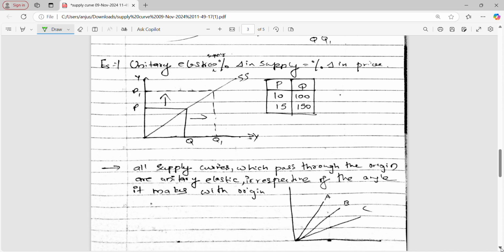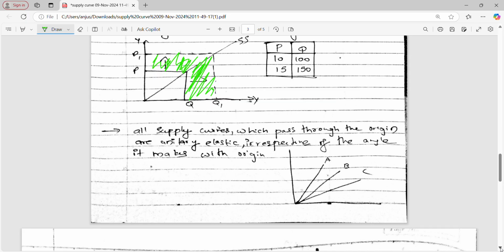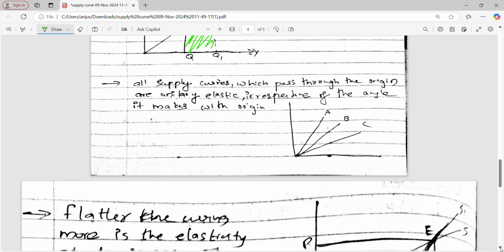Next is unitary elasticity. Unitary elastic supply. That means percentage change in supply is equal to percentage change in price. This is equal to this change. 10 to 15, 100 to 150. Next, all supply curves which pass through the origin are unitary elastic, irrespective of the angle it makes with the origin. Okay.